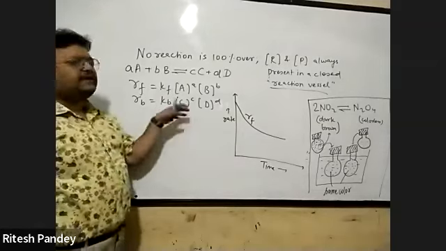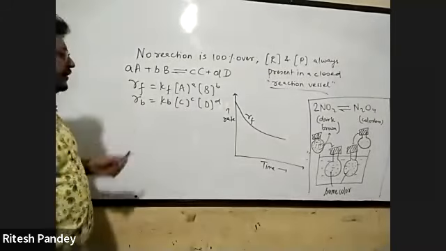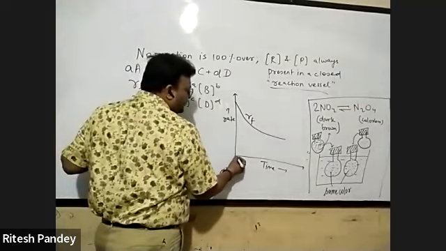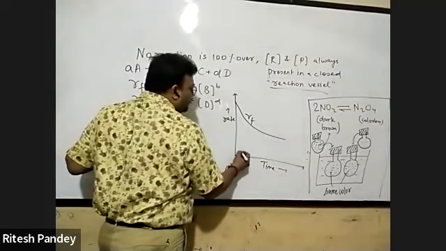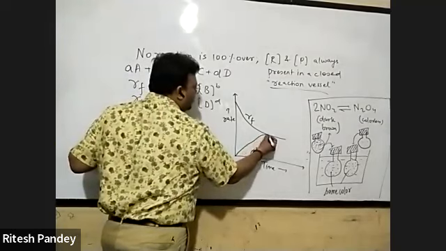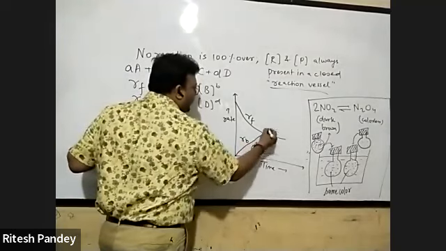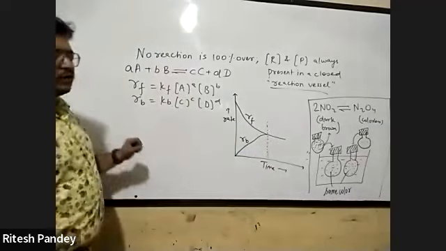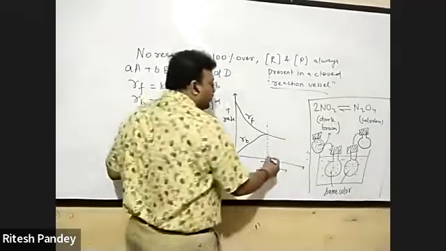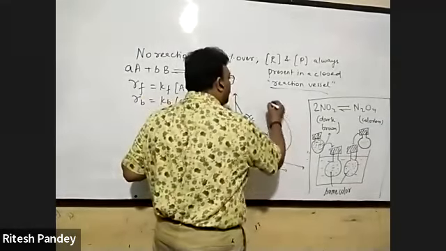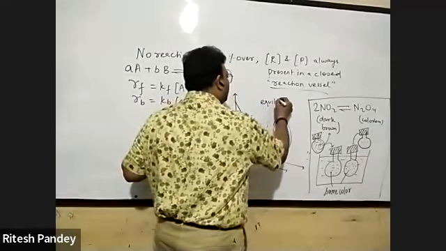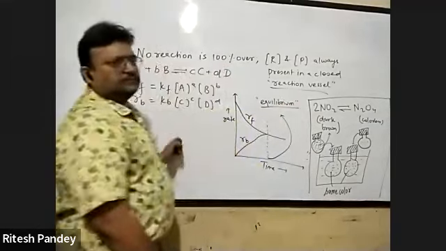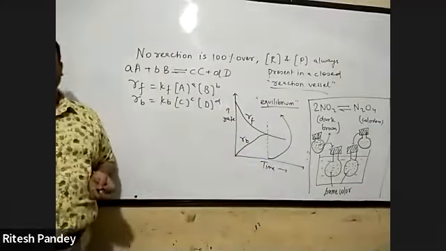And with time, C and D will build up. Initially, if C and D are not there at all, the backward rate might begin from the origin and gradually build up to a point where, say, RF and RB are equal. When RF and RB are equal, this is called the point of equilibrium.